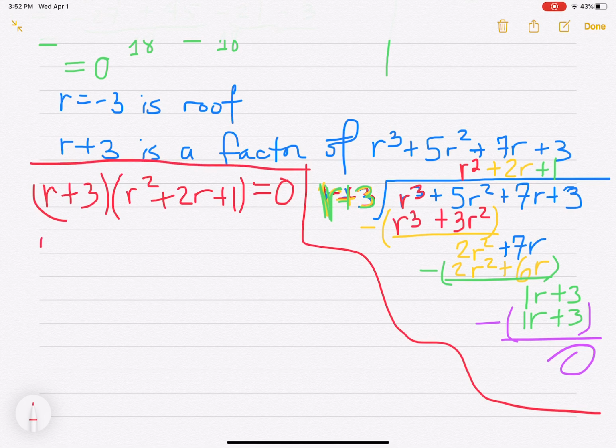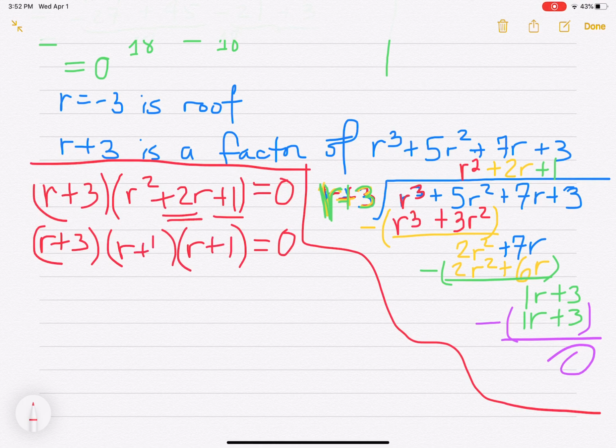All right, now we've got r plus 3, and then we can factor r squared plus 2r plus 1. This is a quadratic that factors nicely. So we're going to have r here and r here, multiplying to get r squared. We've got to find two numbers that multiply to give positive 1 and add to give positive 2. Plus 1 and plus 1 multiply to give 1 and add to give 2.